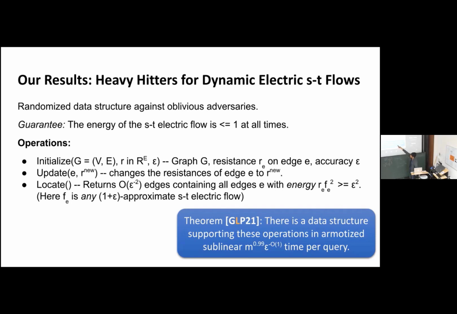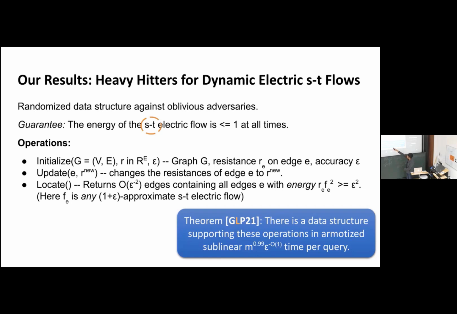I stated the data structure against oblivious adversaries, but in general, if you ever want to apply data structures to an algorithm, you actually need it to be against adaptive adversaries. I'll give a brief description of how you get around that issue later. And otherwise, this is kind of what I'm going to talk about for the second half of the talk.